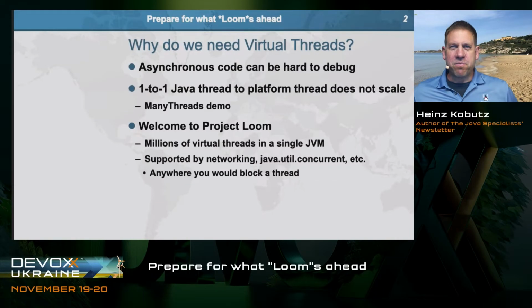One of the questions that people often have is, why do we need this Project Loom? And we've got all these systems around already. You've got reactive programming, asynchronous code. The problem with all of that is that it can be difficult to debug. If things go well, it's great. But if something goes wrong, it can be tricky.